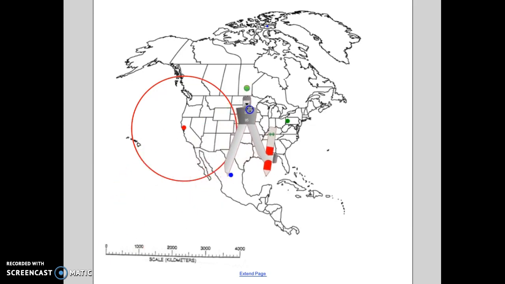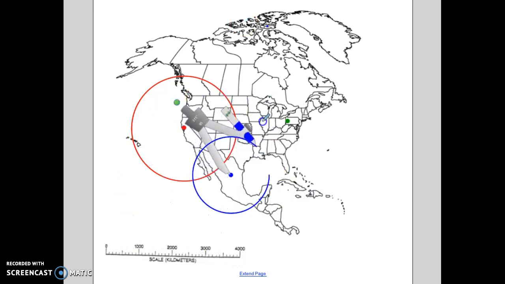I then move the compass to Mexico City, and I'm going to very carefully draw a circle with my compass.